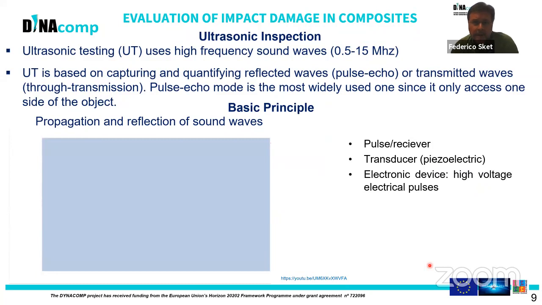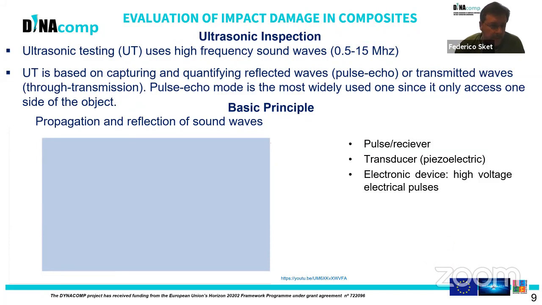Okay, here I will present, with no intention to go deep into this technique, the very basic principles of ultrasonic inspection, which are necessary to understand the results of ultrasonic testing which we are going to show in this presentation. Ultrasound testing uses high-frequency sound waves in the order of 0.5 to 15 megahertz. The technique is based on capturing and quantifying reflected or transmitted sound waves, so-called pulse echo or through transmission modes, respectively. The most widely used mode is the pulse echo mode, because you only need access to one side of the sample.